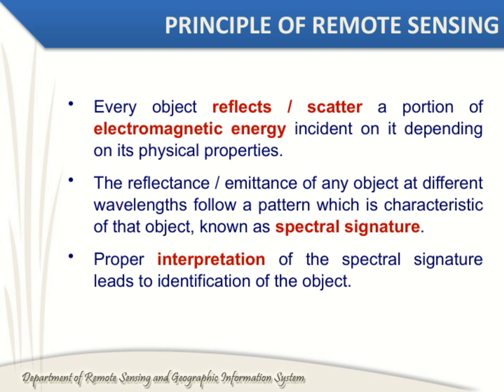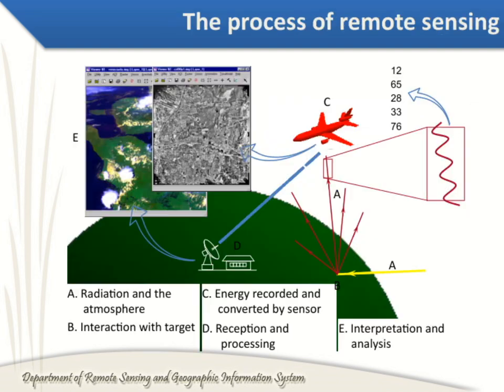This variation follows a specific pattern called a spectral signature, which is characteristic of each object. By properly interpreting these spectral signatures, we can identify and differentiate objects from a distance. This core idea underpins how remote sensing allows us to analyze Earth's surface without direct contact, making it a powerful tool for various applications.